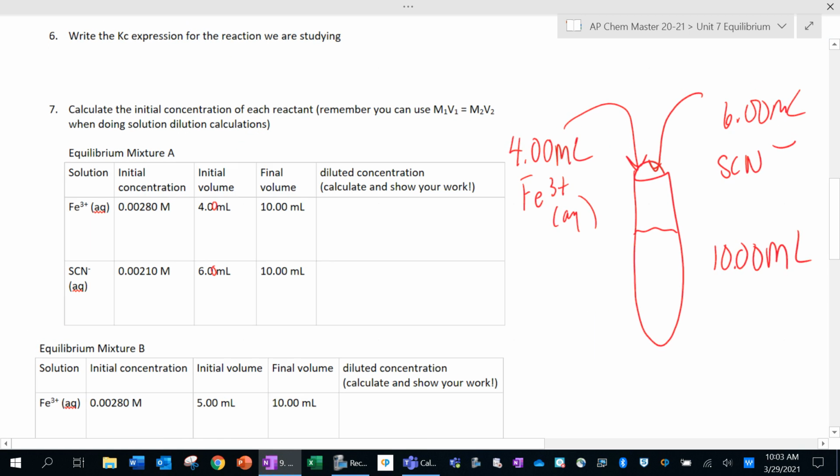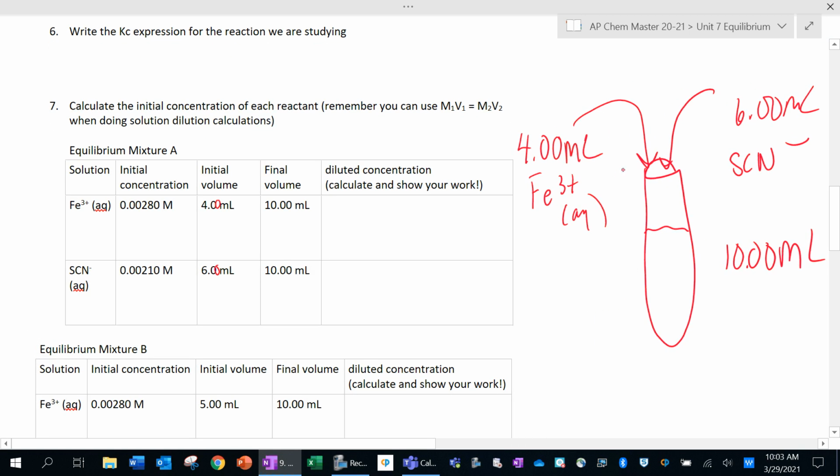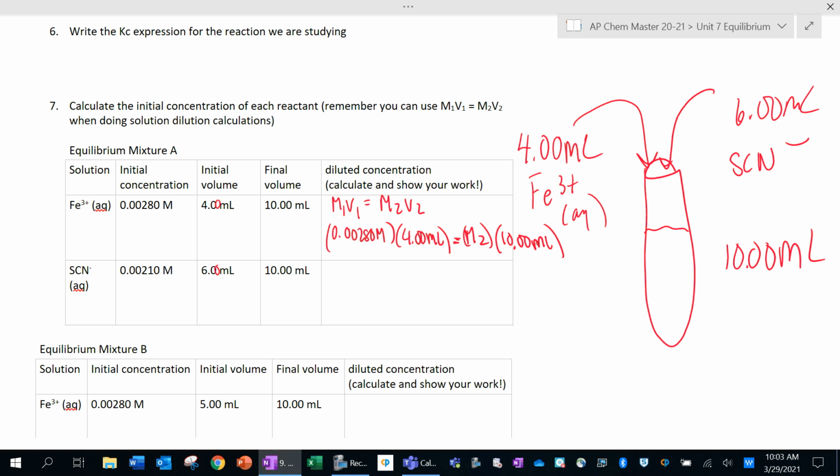It's going to be something smaller than that because we've diluted it in the process of mixing. If you run low on space here, you could use the area off to the side. Basically, this is an M1 V1 equals M2 V2 calculation. For the iron, the initial molarity is 0.00280 molar. The initial volume is 4 milliliters. The final molarity is the thing that we don't know, that's what you want to solve for. And the final volume is 10 milliliters.